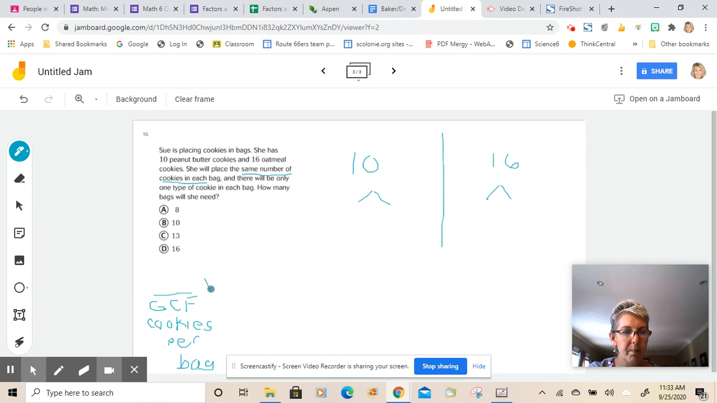All right, and then we're going to be multiplying that GCF by two add-ins here, which in this case are going to represent peanut butter cookies. So let's put P for peanut butter above that. And then we have a bunch of oatmeal cookies, so I'm just going to put an O for oatmeal. And we need to find the GCF, right? Because we're talking about putting the same number, right? That implies GCF. So let's find the GCF of 10 and 16 by using a factor tree.